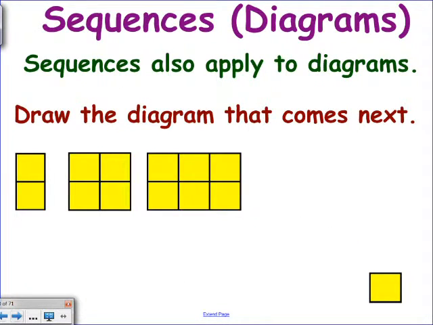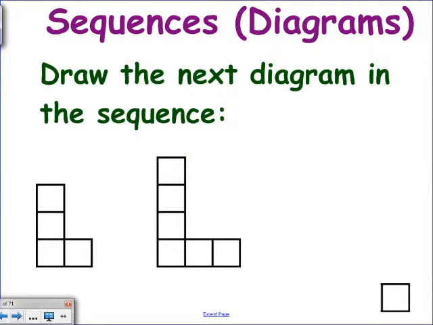just to show you that sequences also apply to shapes, quite frequently in the exam, they will give you a sequence of shapes. A sequence of shapes is just like a sequence of numbers. It goes from 2 to 4 to 6, so how many would be in the next one? 8. I'm not going to draw.